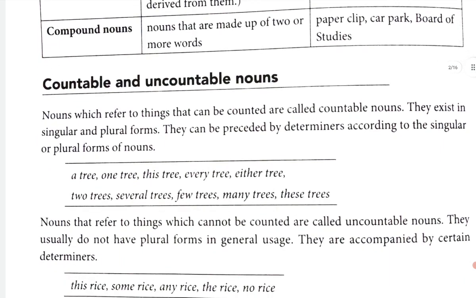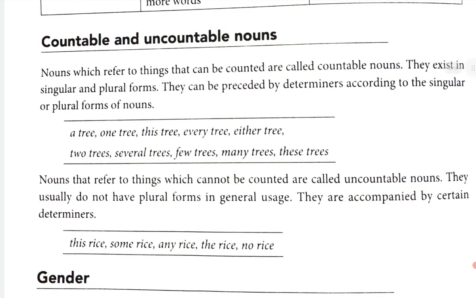Now, there are other kinds of nouns, like countable and uncountable nouns. Nouns which refer to things that can be counted are called countable nouns. They exist in singular and plural forms. They can be preceded by determiners according to the singular or plural form of the noun. Of course, you know this relates to number. For example, a tree, one tree, this tree, every tree, it can be counted. Two trees, several trees, like that. So, nouns which refer to things that can be counted.